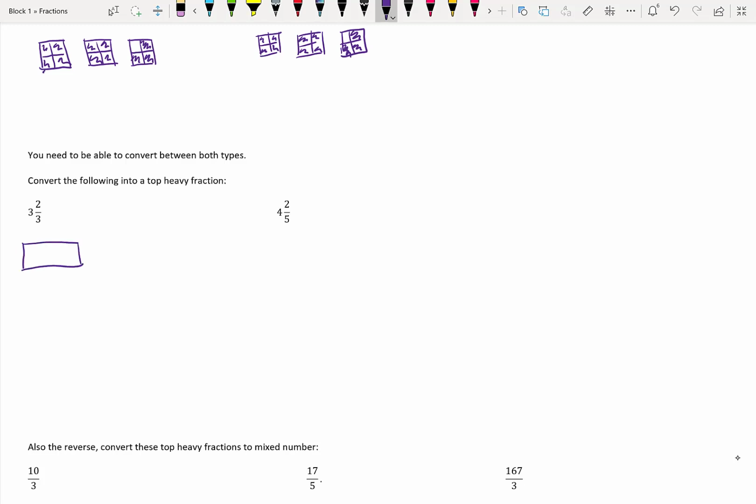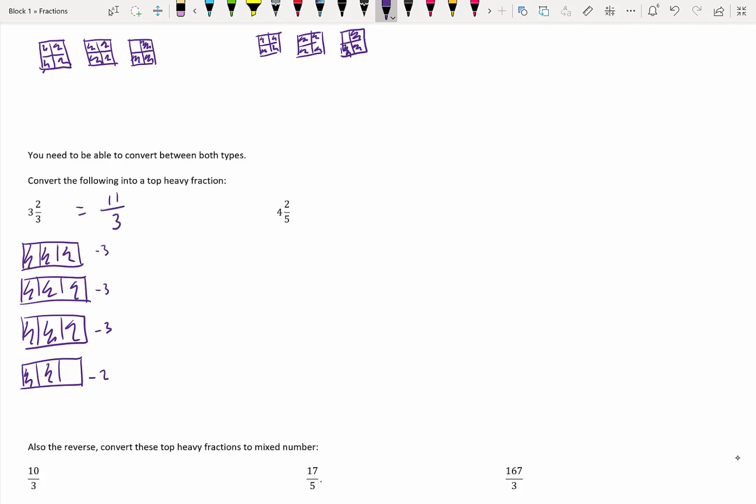And we're going to split it into thirds because that's how many we're going to deal with, but I need 3 whole to start with. So there are my 3. And I need 2/3. So shade them in. 1, 2. So here, when I want to be a top heavy fraction, I want to know how many thirds I've got. Well, I've got 3 in the first one. I've got 3 in the next one. I've got 3 in the next one, and I've got 2 down the bottom. 3, 6, 9, 11. So I end up getting 11 thirds here.